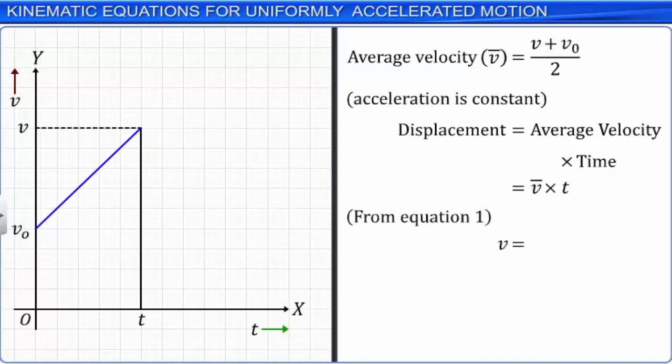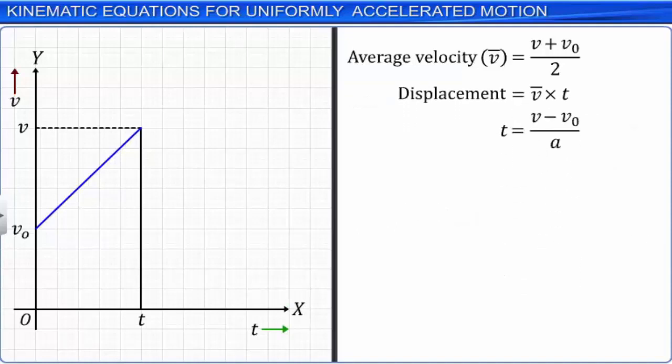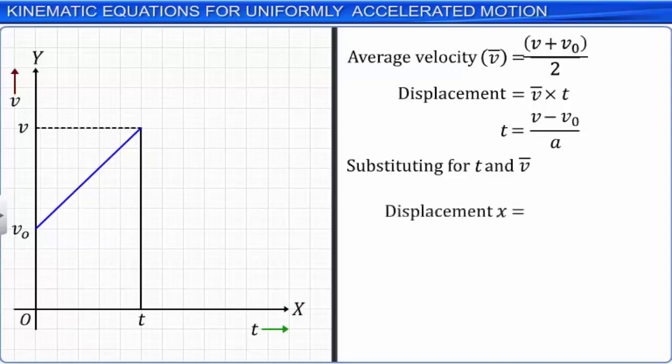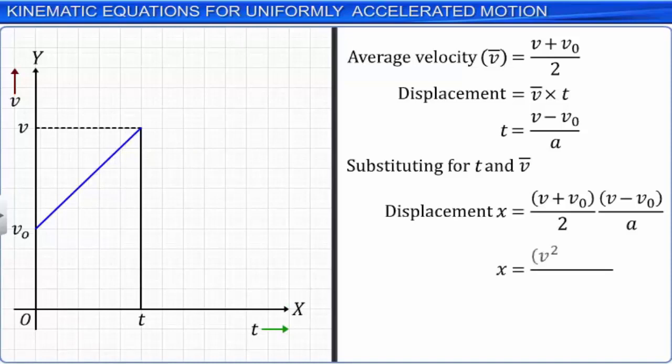Substituting the values of t and v dash in the equation for displacement, we get x equal to the ratio of the difference between v square and v naught square, and twice the value of a. By rearranging the above equation, v square is equal to v naught square plus 2ax. This is equation 3 of motion.